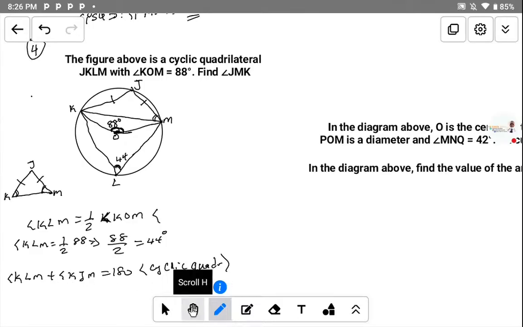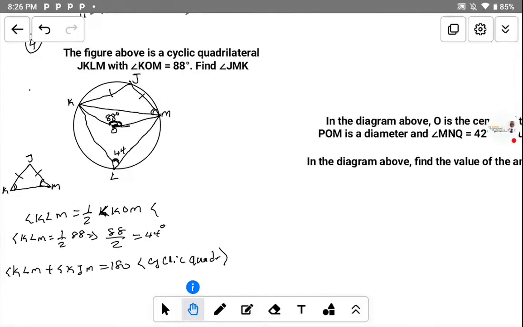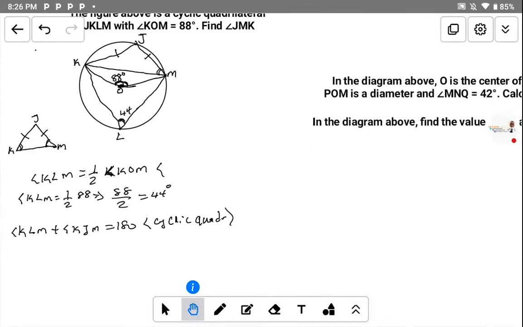Okay, that stated this. Now the next step we have to do: our angle KLM is 44 degrees. So 44 plus angle KJM is equal to 180 degrees. Now let's collect like terms, so angle KJM is equal to 180. Let's take the 44 to the other side, and that will be minus 44.